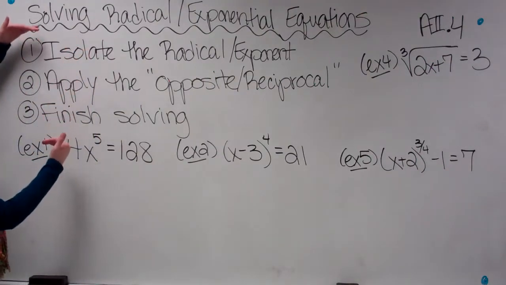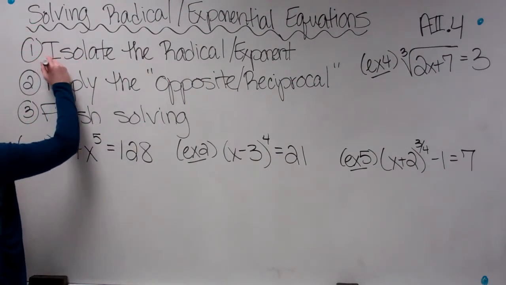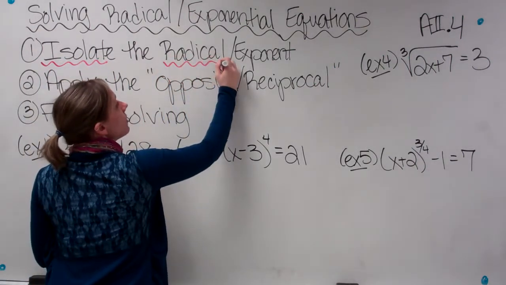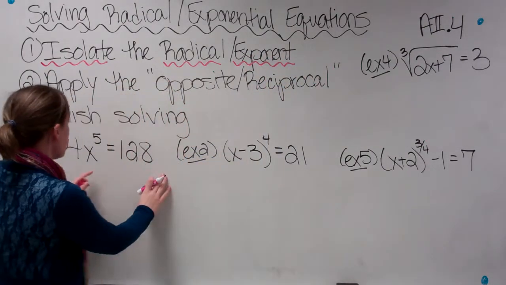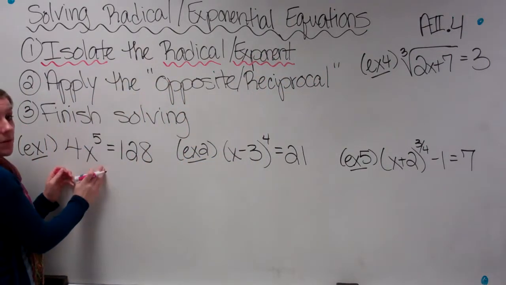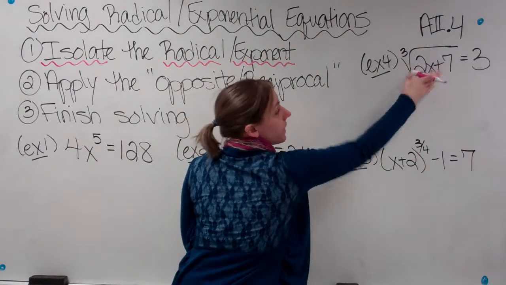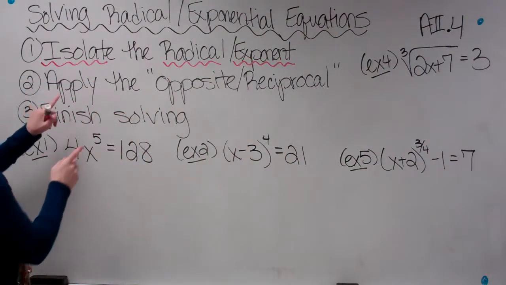So I wrote the 3 steps on how you want to solve. The first thing we want to do is isolate. When we isolate, we want to isolate the radical or whatever has the exponent. Like in this case, this is the exponent, so we're going to isolate this, and here, and here. Whatever it is that we're given, that's what we isolate.